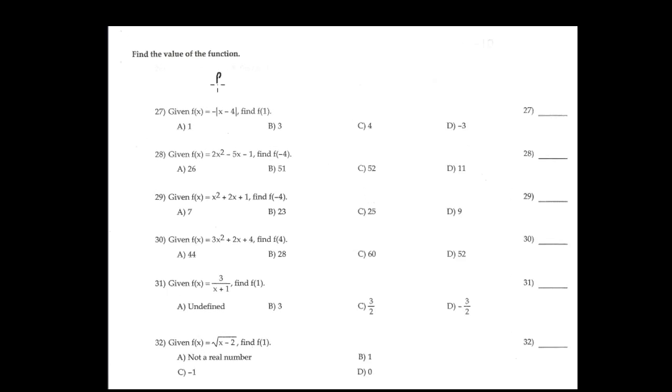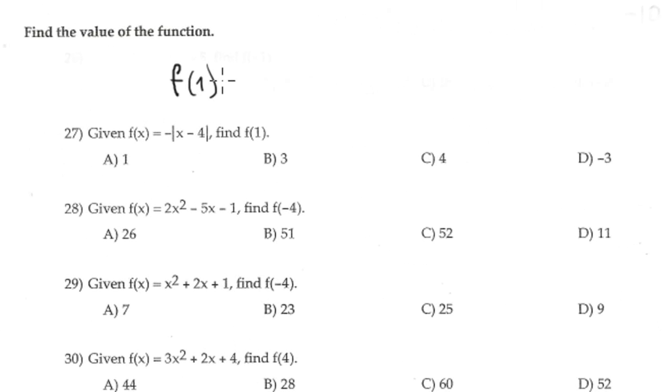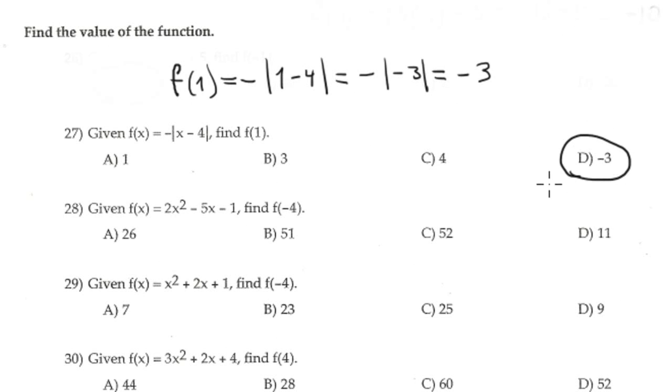Okay, 27 is f evaluated at 1, and in this equation it is minus 1 minus 4. 1 minus 4 is negative 3. Minus the absolute value of negative 3. The absolute value of negative 3 is positive 3, but the negative outside makes it negative 3. The answer is negative 3, option D.